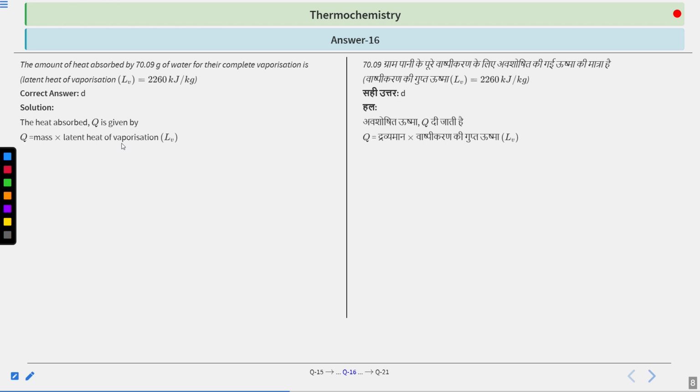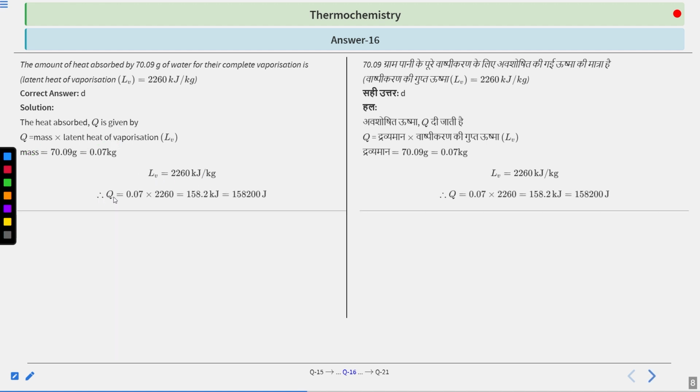So what is the formula that we will use? Q is equal to mass into latent heat of vaporization. This is the hidden heat that you have to provide to convert your given liquid into gas. Now we get along with the units. Mass is converted into kg first, because the latent heat is already given per kg. Latent heat of vaporization is given in kilojoule per kg. Multiply 0.07 by 2260. That will give you 158.2 kilojoule as your answer.